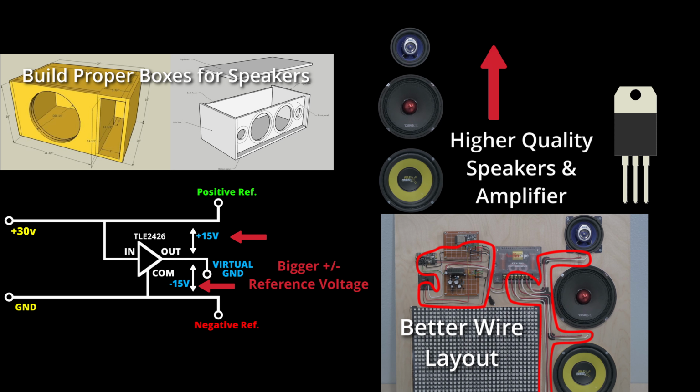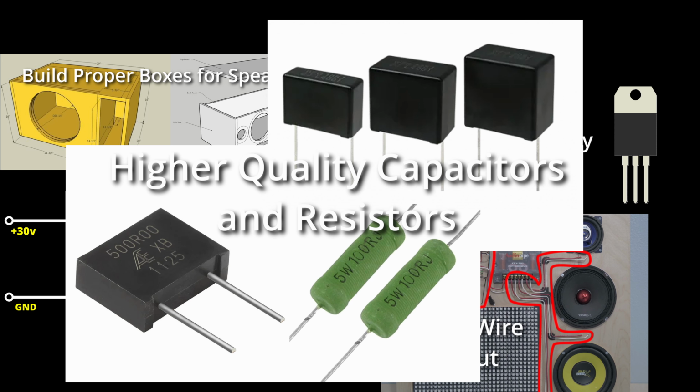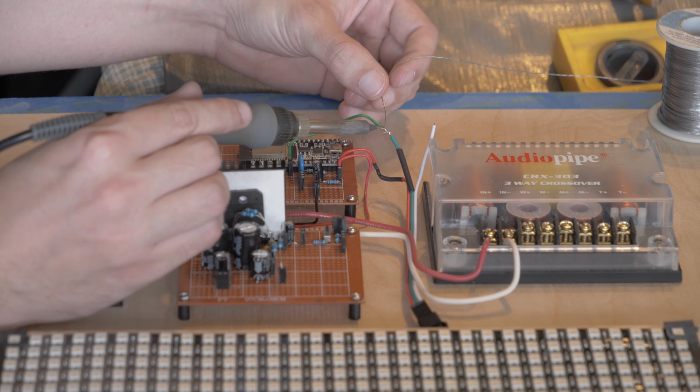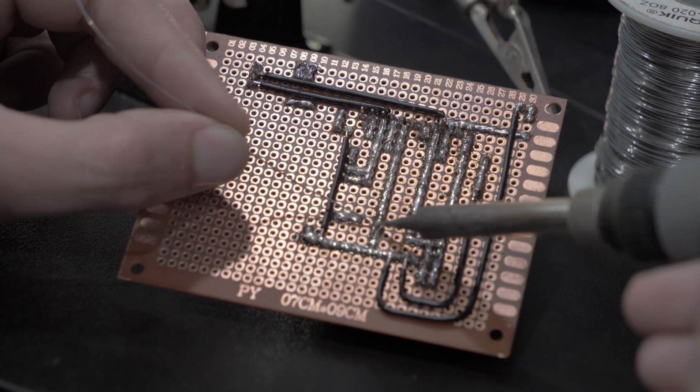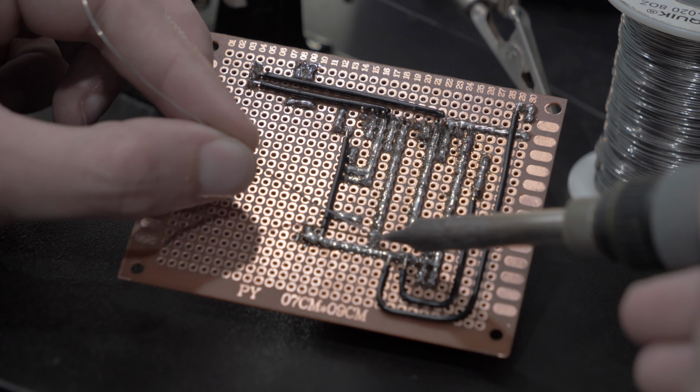I could also buy different resistors and capacitors because there are specific ones that are much more suitable for use in an amplifier like this. I just didn't feel like ordering a bunch of specialized parts. I used the cheap ones that I already had. So there's a lot I could do to improve the sound quality, but I accomplished my goals. So I'm happy with what I built.